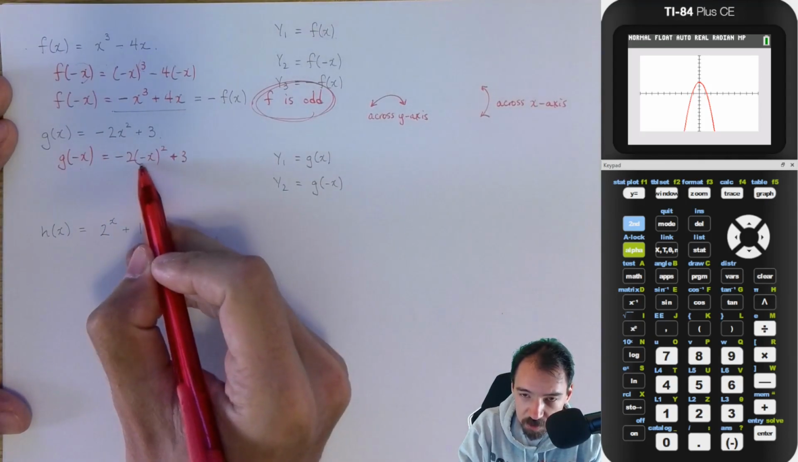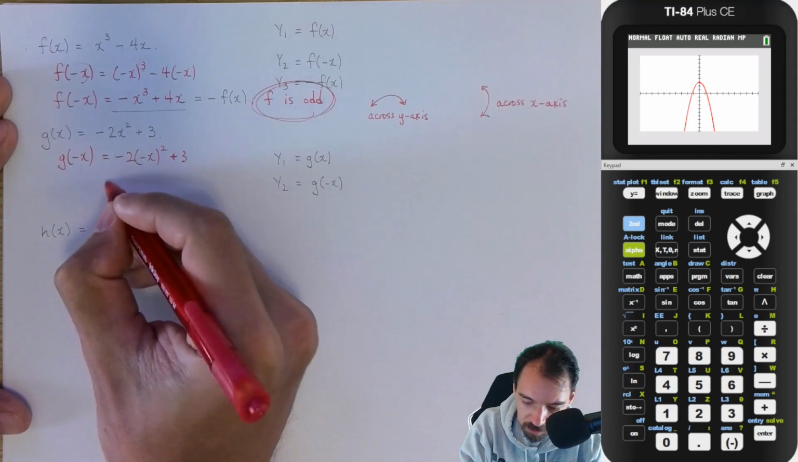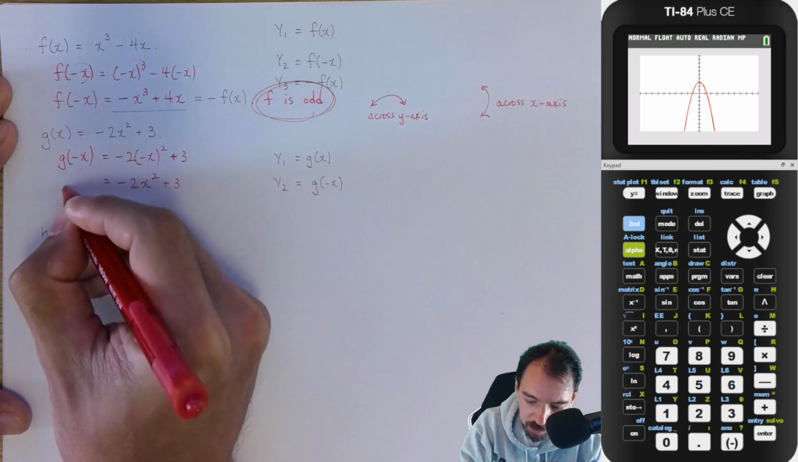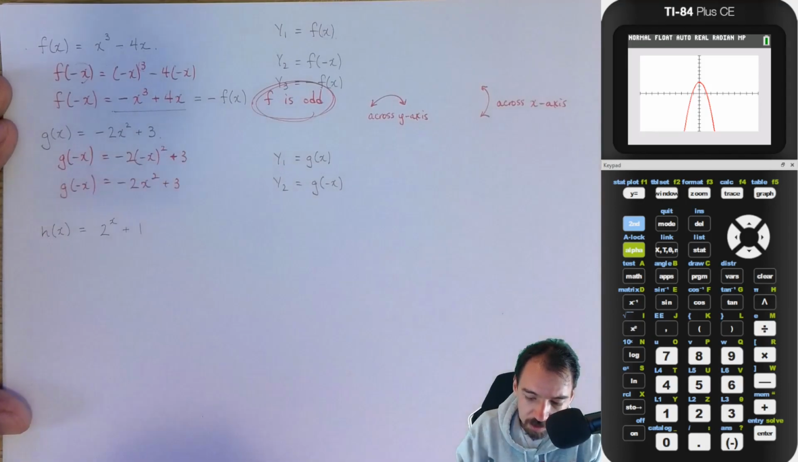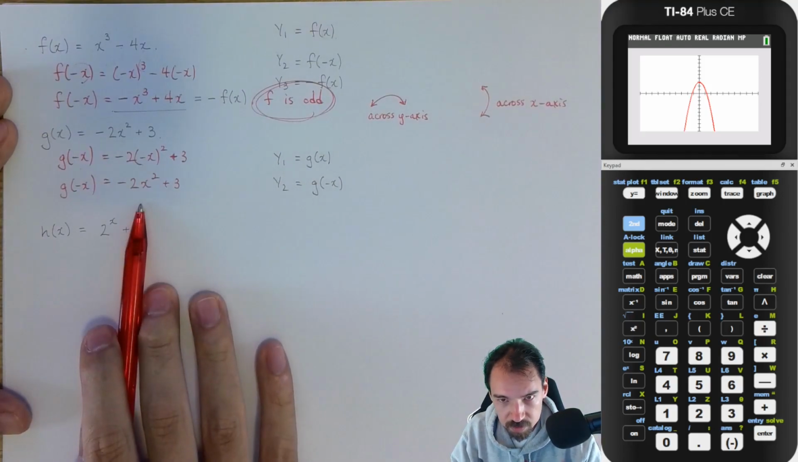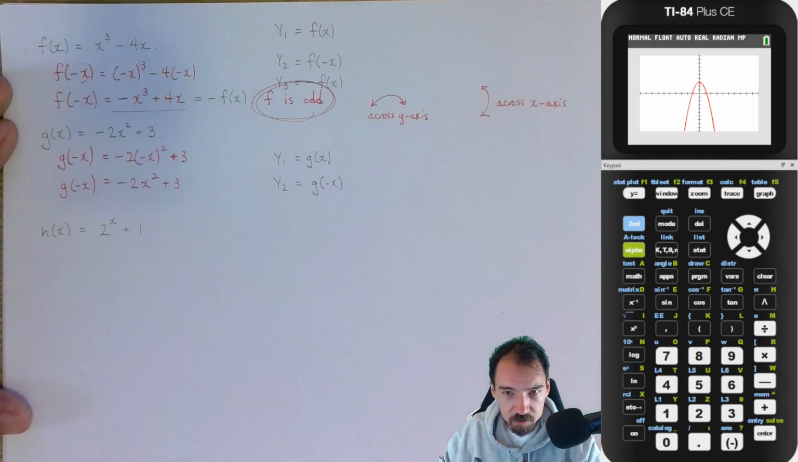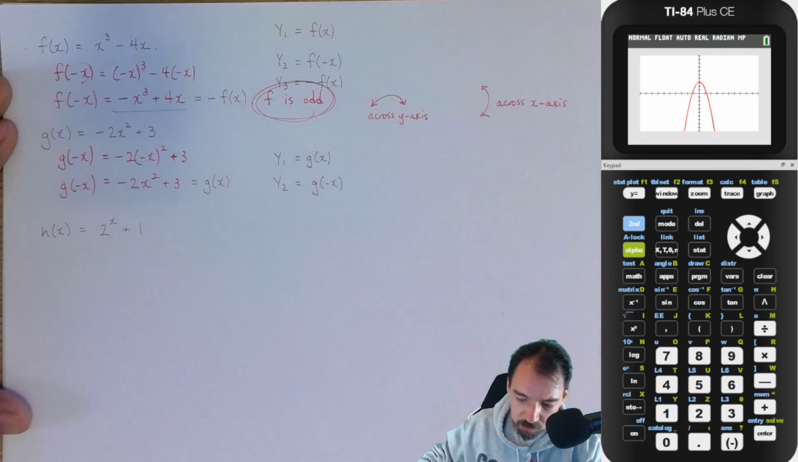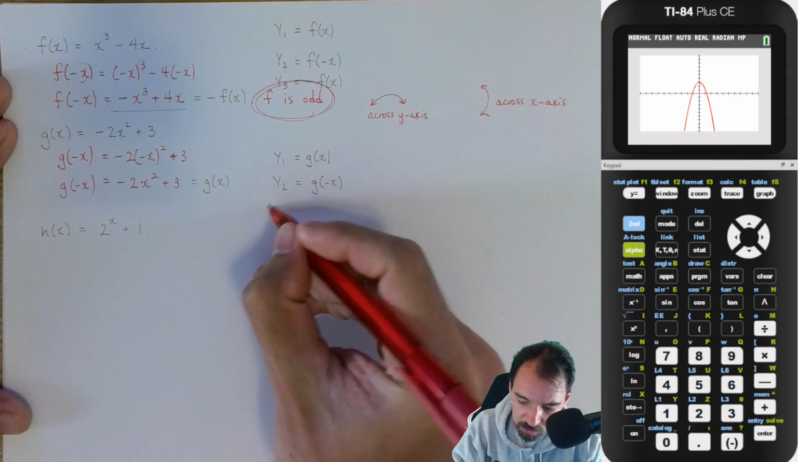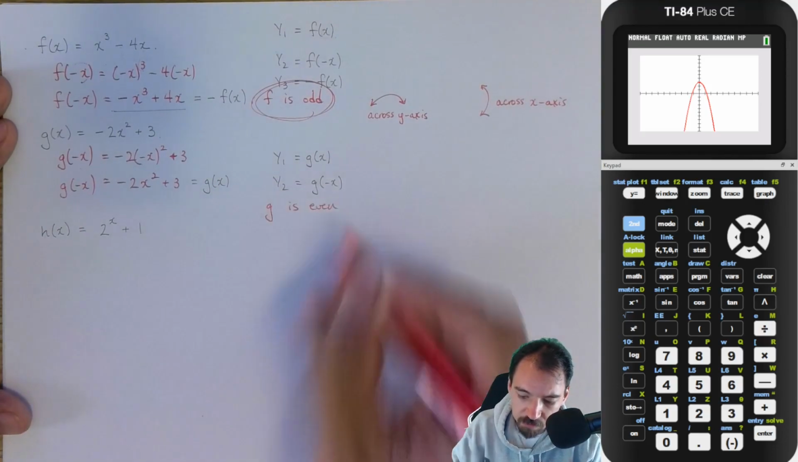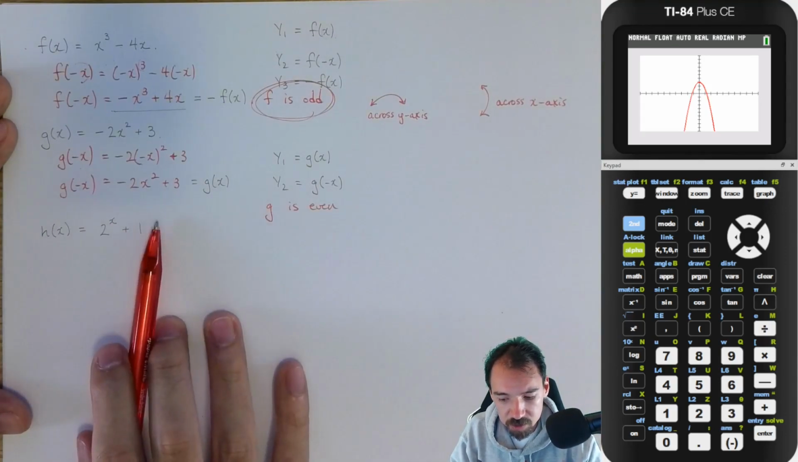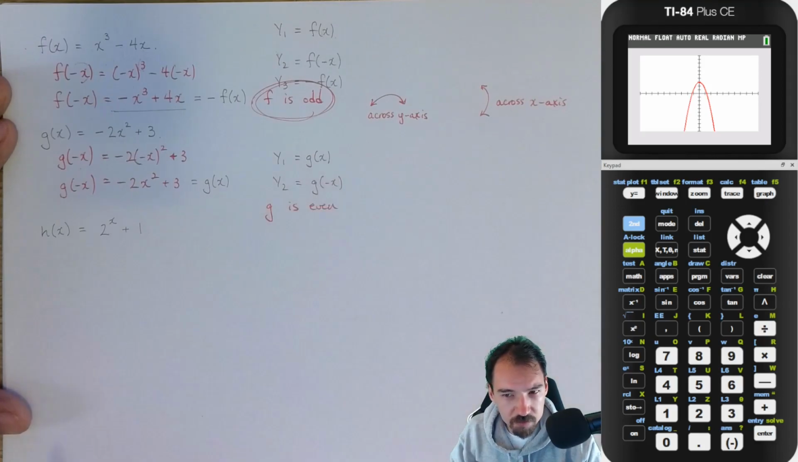So when I square, I'm going to square the negative 1, which gives me positive 1. So I'm going to get negative 2x squared plus 3, like this. Now notice this is exactly the same as our original g of x. So this is exactly equal to g of x, which would lead us to conclude that g is even. Okay, and of course, we knew this before we even did the algebra because we graphed both of these and found that they were the same graph.